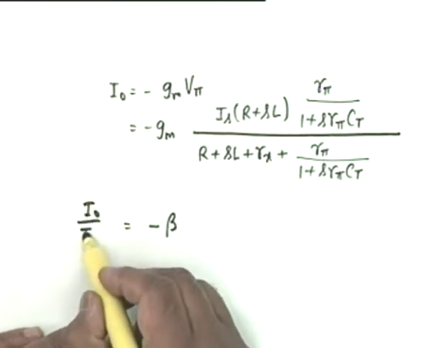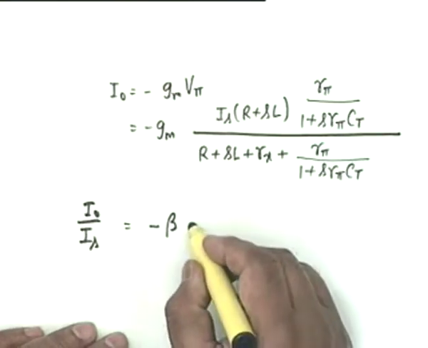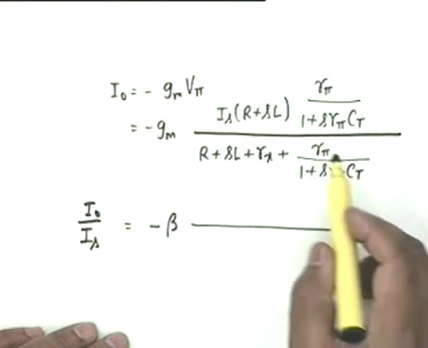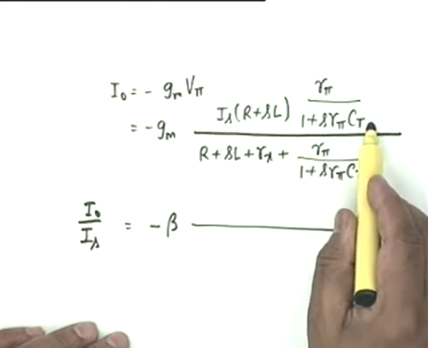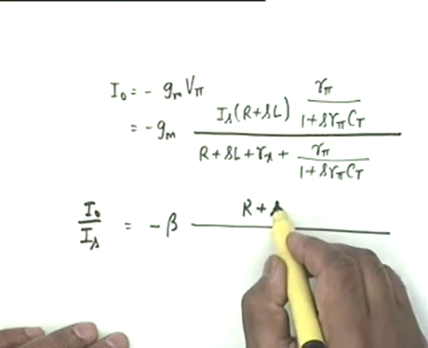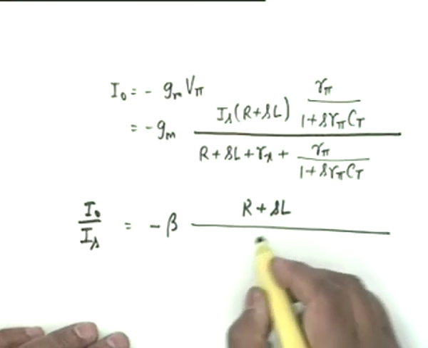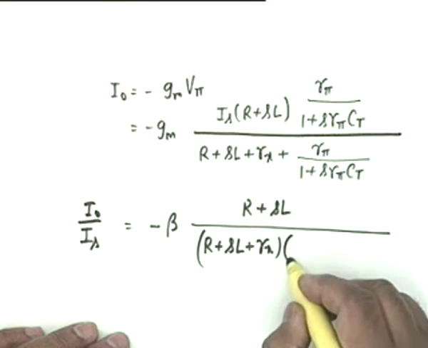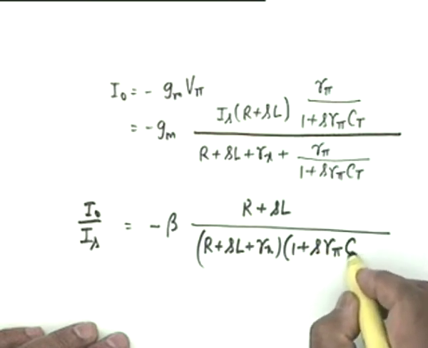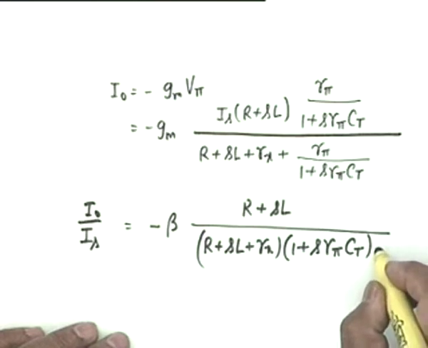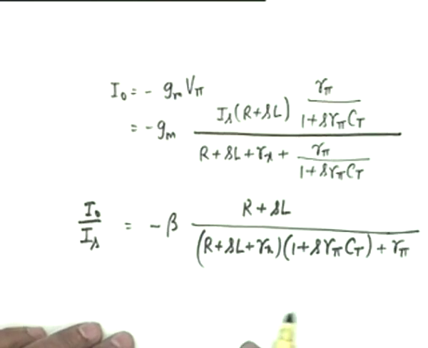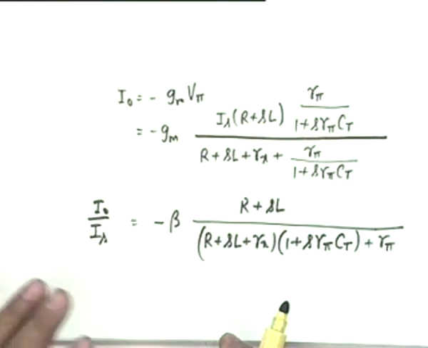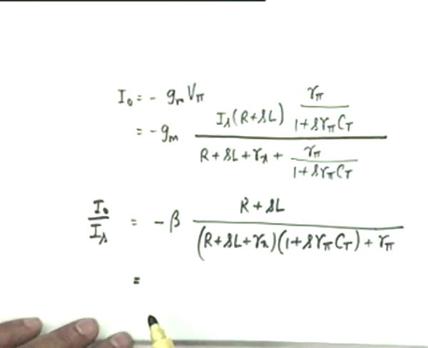Then I want to find out the transfer function I0 by Is. So, if I multiply by (1 plus S R pi Ct), then I get in the numerator R plus SL, divided by, in the denominator, (R plus SL plus Rx)(1 plus S R pi Ct) plus R pi. Is that okay? I have forgotten something? No. Okay, I will now try to write it in a normalized fashion.